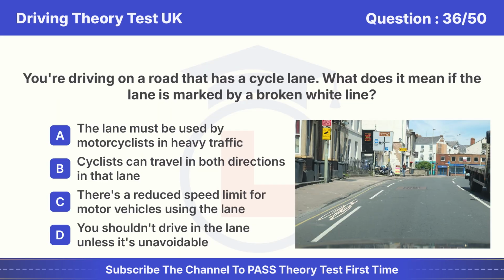Question 36. You're driving on a road that has a cycle lane. What does it mean if the lane is marked by a broken white line?